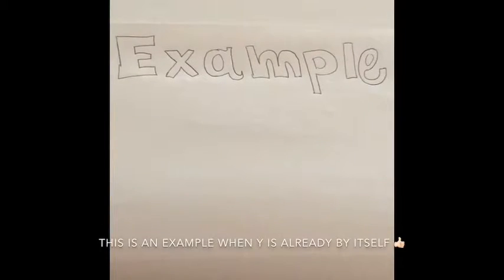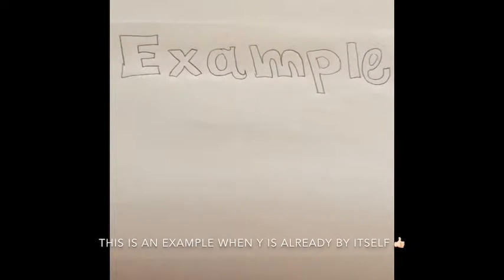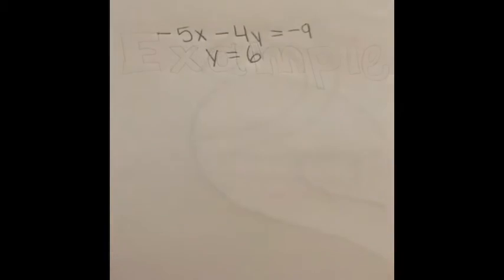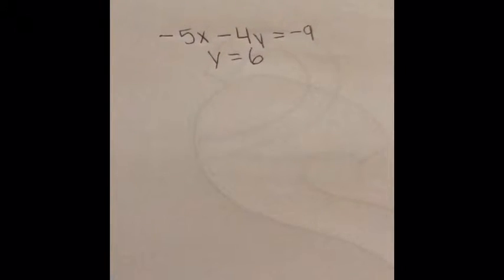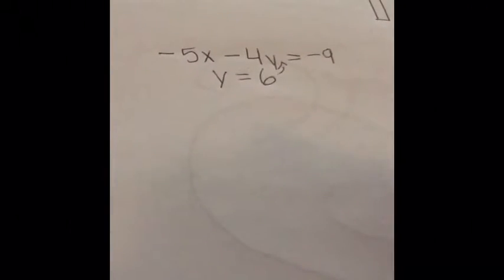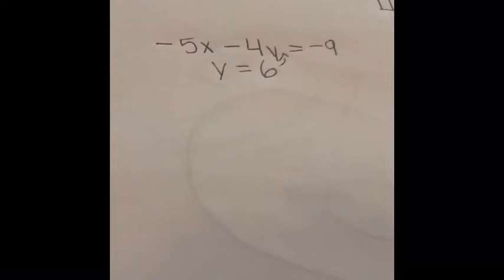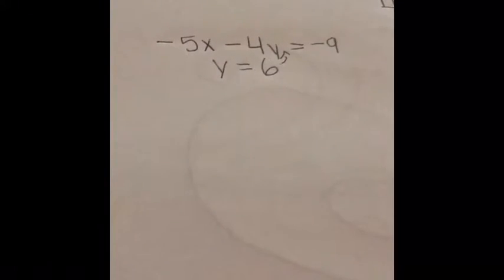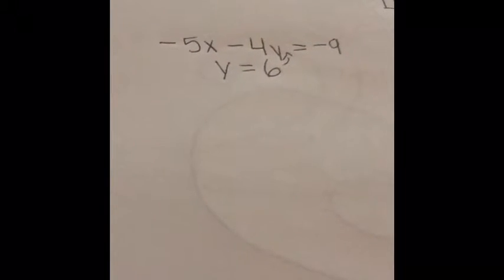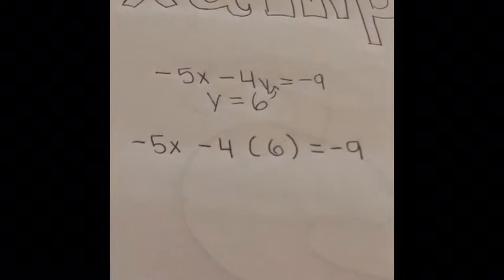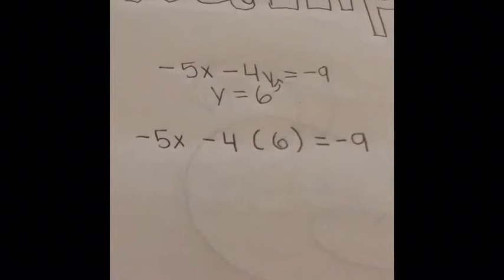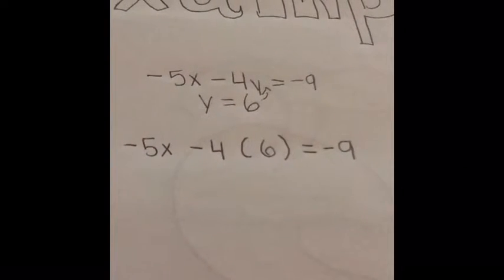I'm going to provide an example of a simple equation that has a variable by itself. So we are starting with the problem negative 5x negative 4 equals negative 9 and y equals 6. So we are going to put the 6 in the place of the y and then set it up into an equation and combine the numbers together. So you will end up with negative 5x negative 4 times 6 equals negative 9.